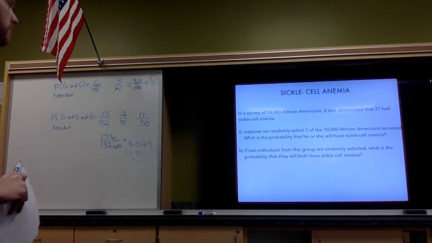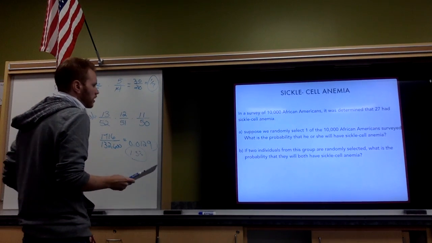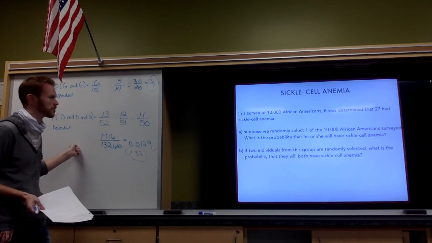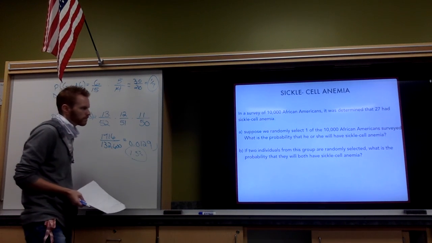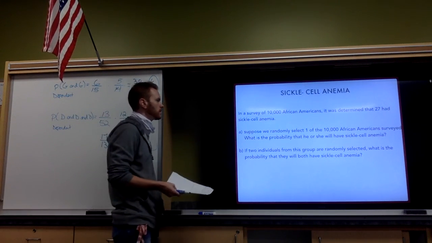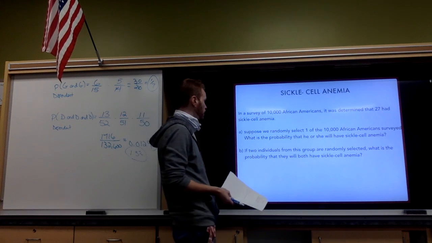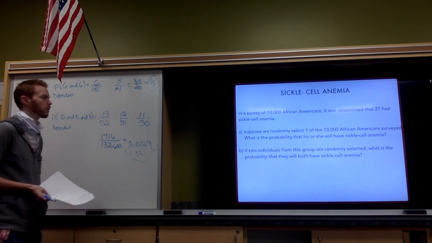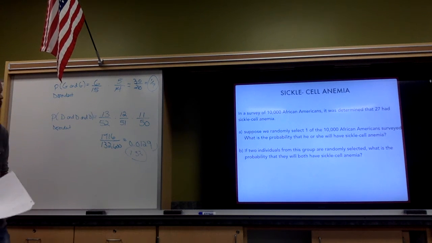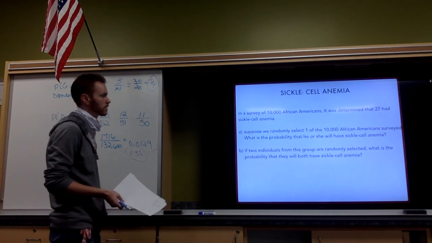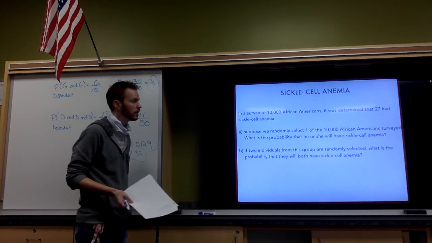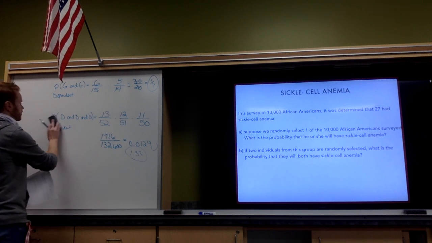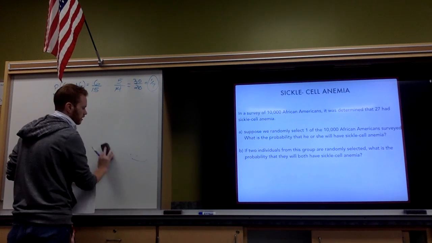Okay, sickle cell anemia. So let's do something a little bit more application-wise, because a lot of people don't mess with cards. A survey of 10,000 African Americans was determined that 27 had sickle cell anemia. Suppose we randomly select 1 out of the 10,000 African Americans surveyed. What's the probability that he or she will have sickle cell anemia? Okay, so let's figure this out. We're only selecting one of them, so this is back to just straightforward probability.